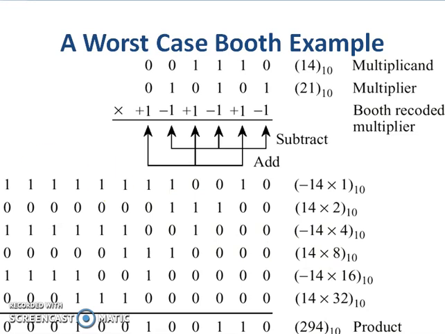In the next video tutorial we will discuss in detail one more faster multiplication algorithm, called the modified Booth's algorithm. Booth algorithm is different, modified Booth algorithm is different. Modified means it is faster compared to the present Booth's algorithm.